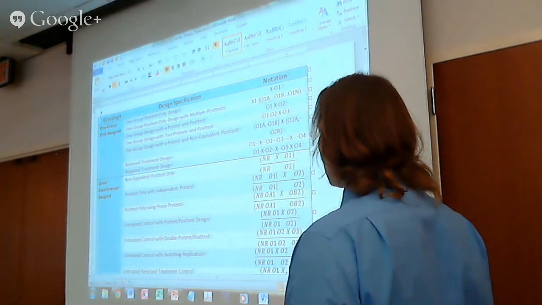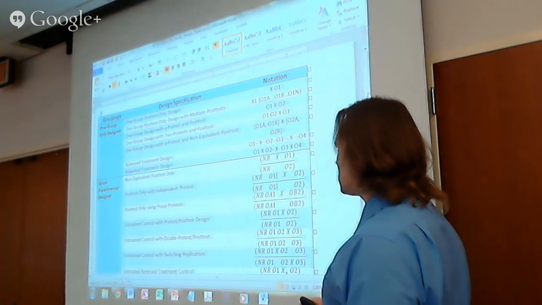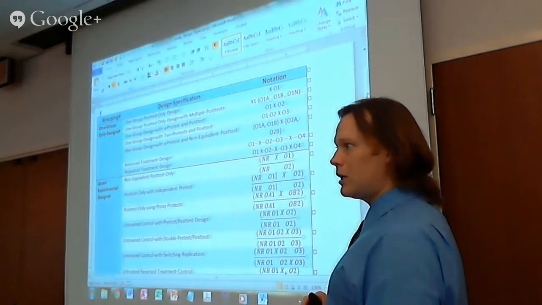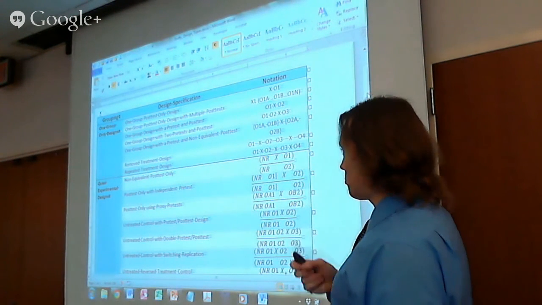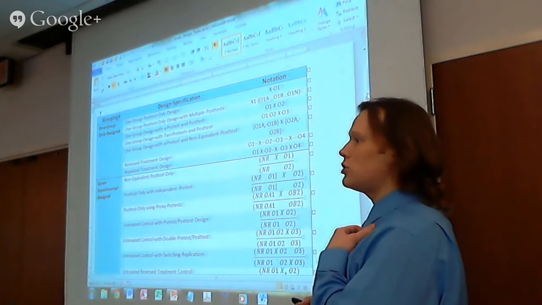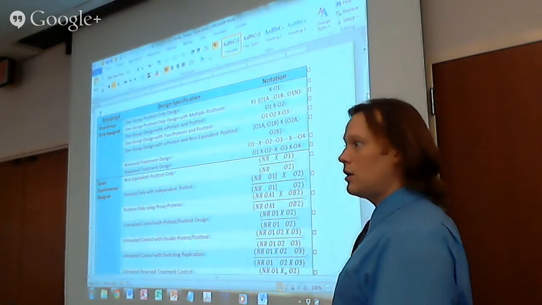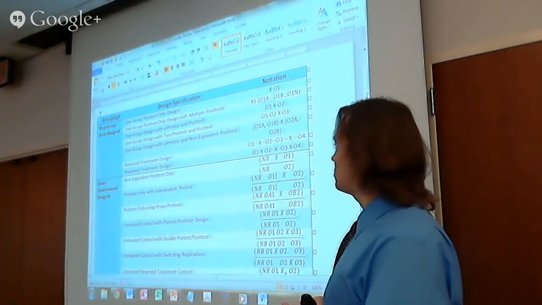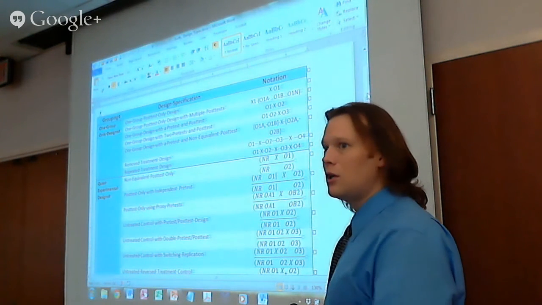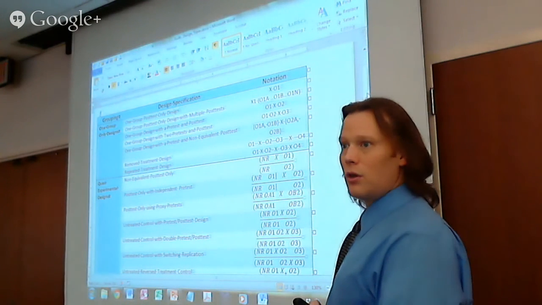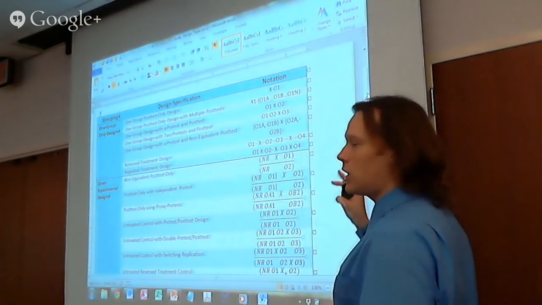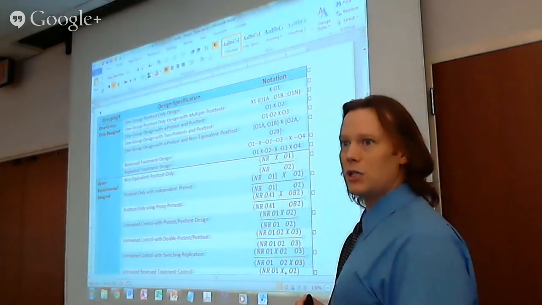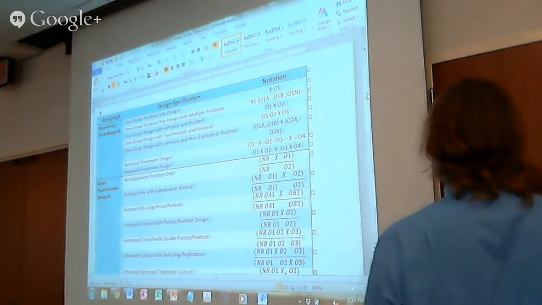All of these designs, in general, are considered weaker for making causal inferences, the one group only designs, simply because you have some threats to validity that make it hard to establish causality. That doesn't mean it's impossible. It means these are tougher to do it with. And you have to be really careful about inferences that you're making with these kinds of groups. The next set are quasi-experimental designs.